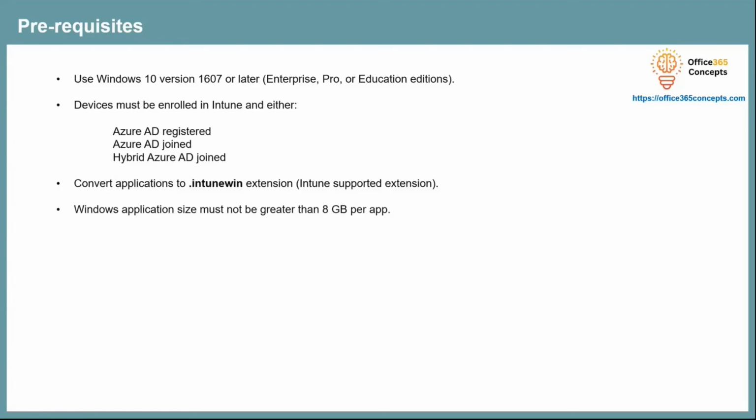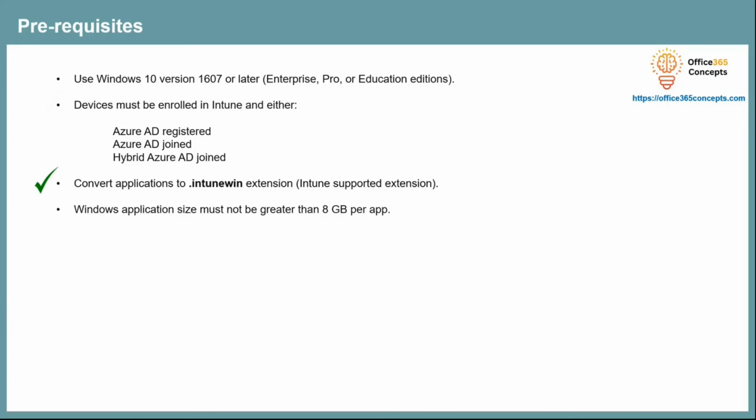Using Microsoft Intune, you can manage and deploy Win32 applications to the devices. But before you start deploying these applications, you need to consider a few points. The Windows devices where you want to deploy Win32 applications should be running on Enterprise, Professional, or Education editions. You can deploy Win32 applications on Windows 10 with version 1607 or later. You can deploy Win32 applications on Azure AD registered devices, Azure AD joined devices, and hybrid Azure AD joined devices. And these devices should be enrolled with Microsoft Intune.